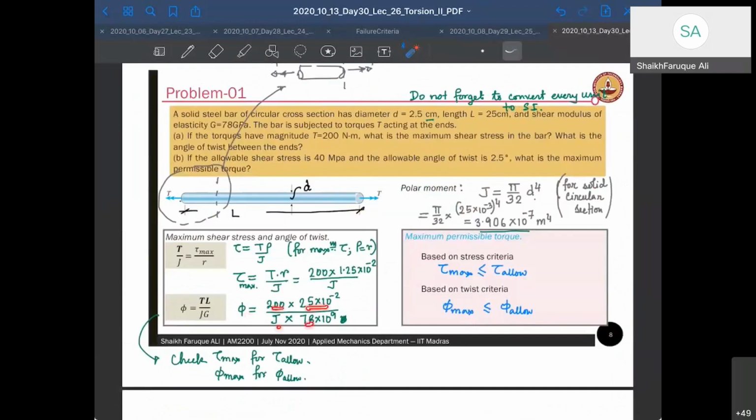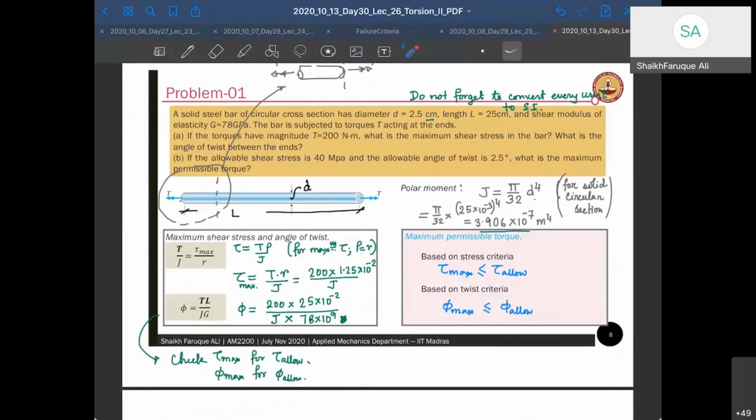Remember that all units should be in a uniform format. If you are using meter, then everything has to be in meter. If you are using centimeter, everything has to be in centimeter. And if you are using Newton, then everything has to be in Newton. You follow that, and then you get phi.